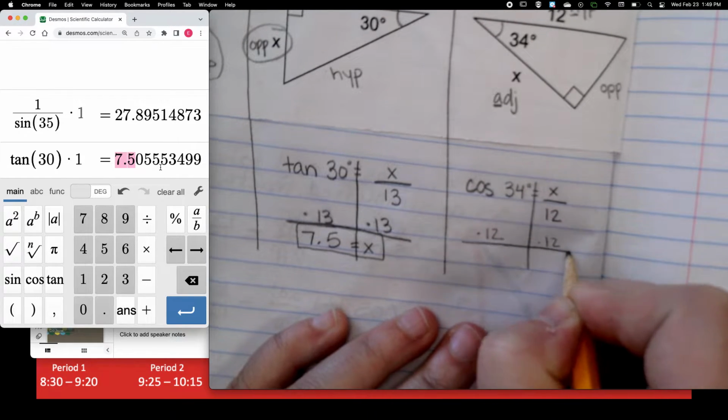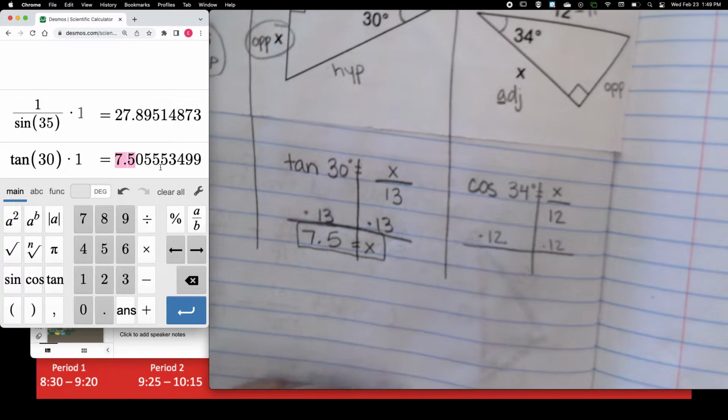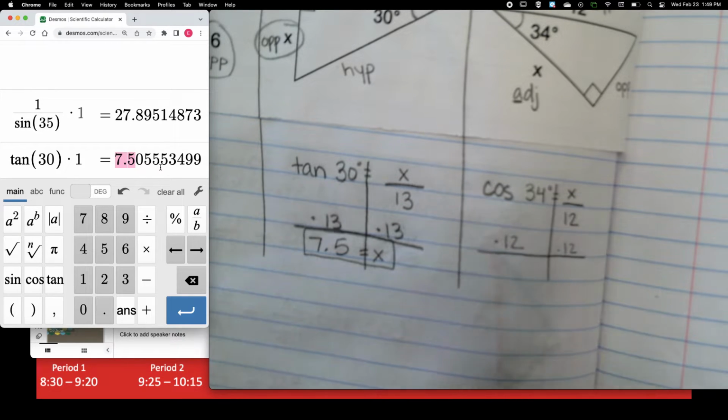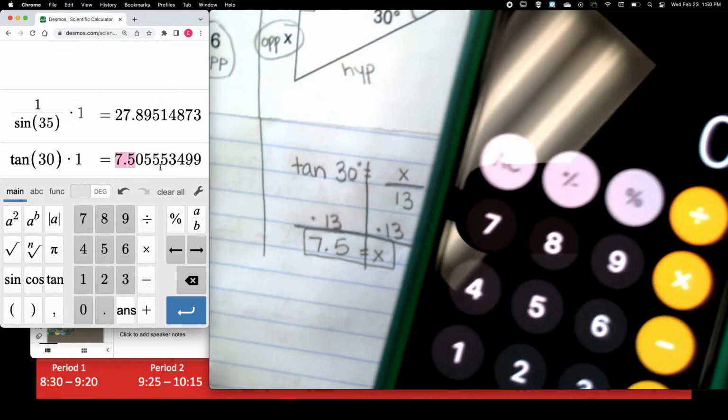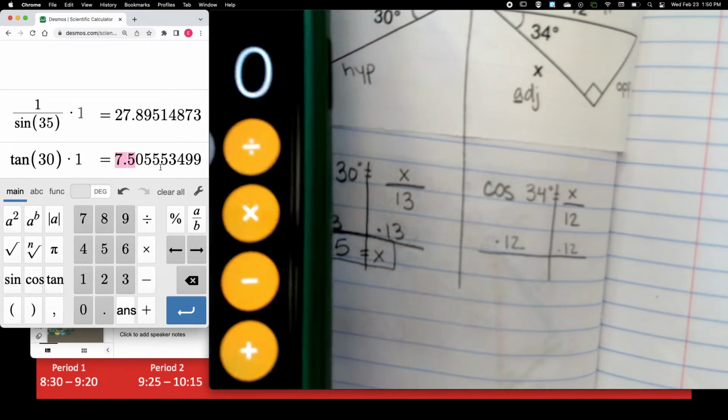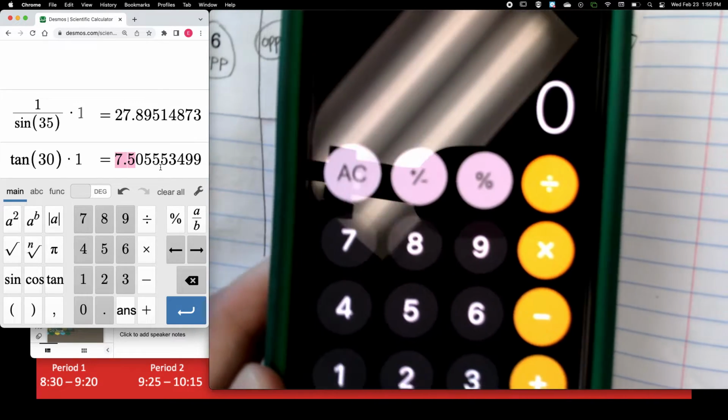So again, you aren't going to do this by hand, cosine of 34. You're going to use your calculator. I'm going to show you on your phone calculator, those of you with iPhones. I know not all of you have iPhones, so this might not be super helpful. If you have an Android, let me know, and I can show it to you sometime. I just got to play around with it.